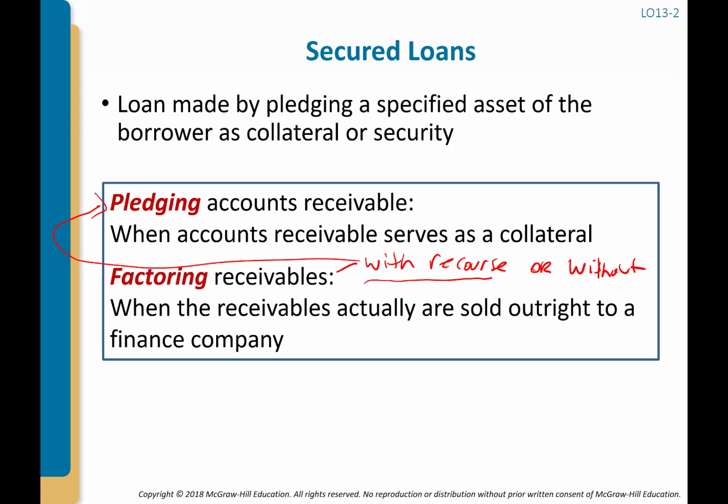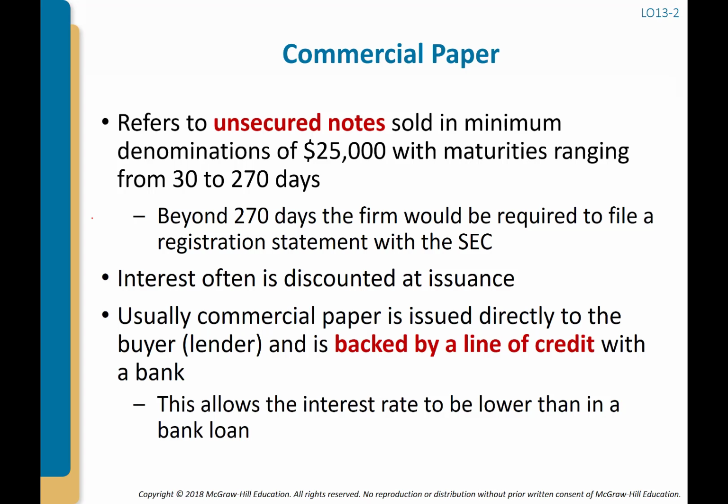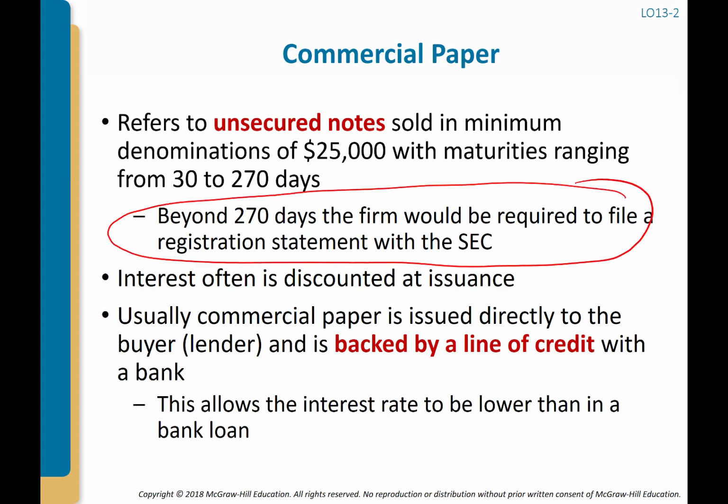Question? Okay, good. Commercial paper. Remember I said commercial paper tends to be specifically short term. Commercial paper is usually between 30 and 270 days. If it goes beyond 270 days, then we have to do some filing to issue that debt with the SEC. Typically, these are very large corporations that are issuing commercial paper. A classic example is a certificate of deposit, a short-term place to put your cash.